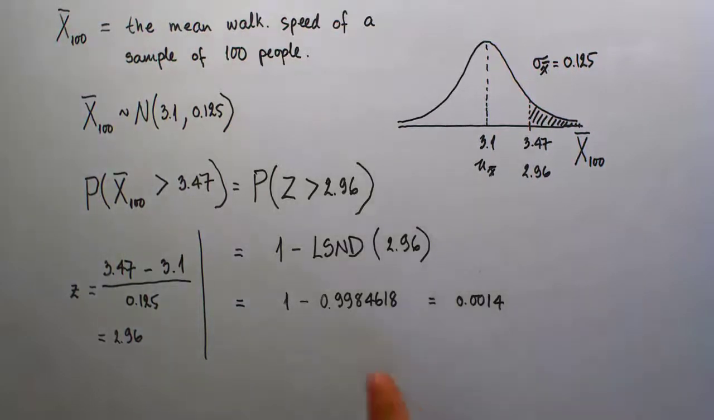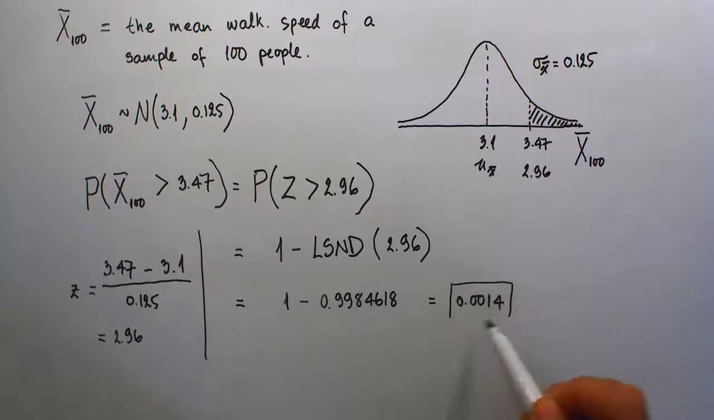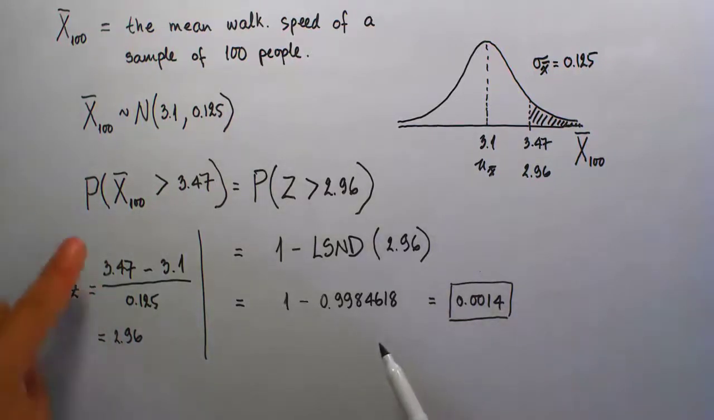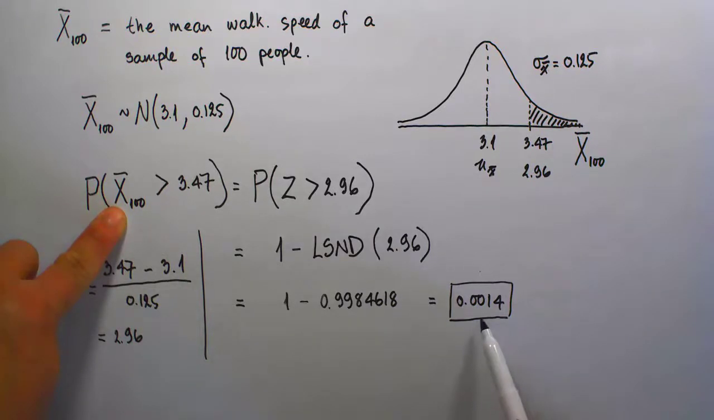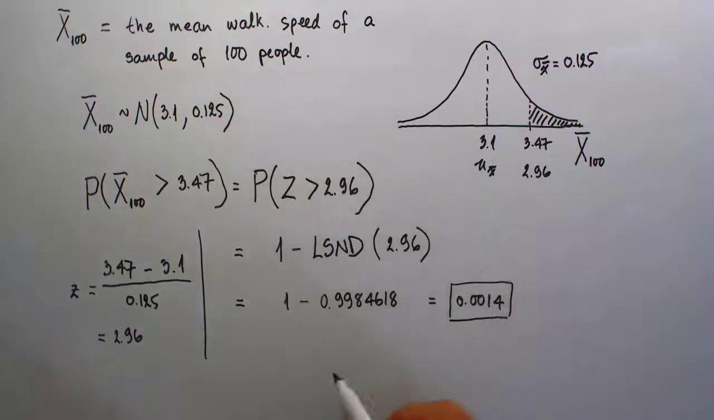In any of these calculations, try to get as many decimals as we can. Normally I would go with about 6 to 7 or 8 decimals here. But for the very final answer, we round to 4 decimal places as standard. And so here there is a 0.0014 chance of having a sample mean in a sample of 100 people being above 3.47. And that chance in percentage is equivalent to 0.14%.